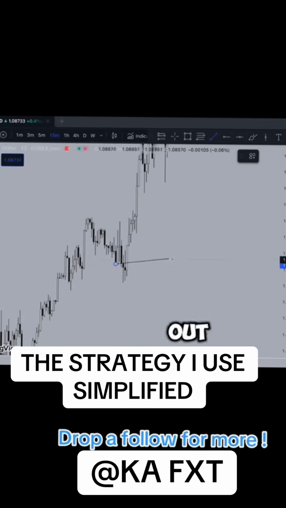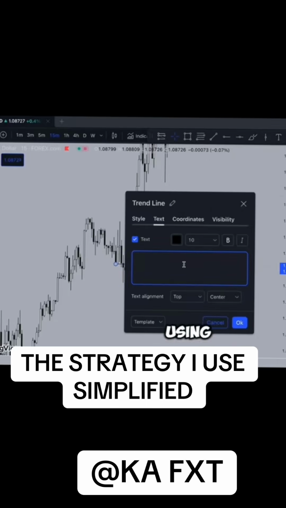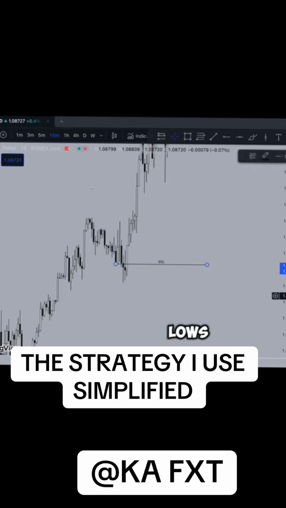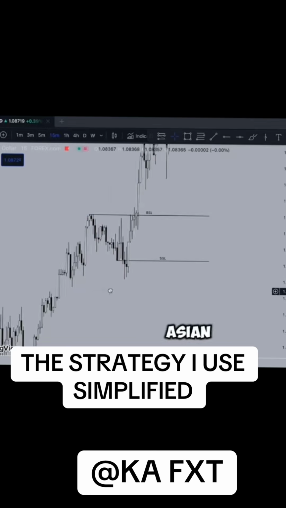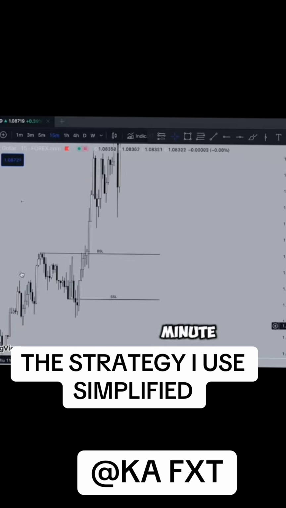To start off, I would mark out the buy side liquidity and sell side liquidity, normally using Asian session highs and Asian session lows. In this instance, I saw the equal lows formed in Asian session, so around 7 o'clock. So I decided to mark that out as my sell side liquidity. I marked out my Asian session highs and Asian session lows on the 15-minute time frame.